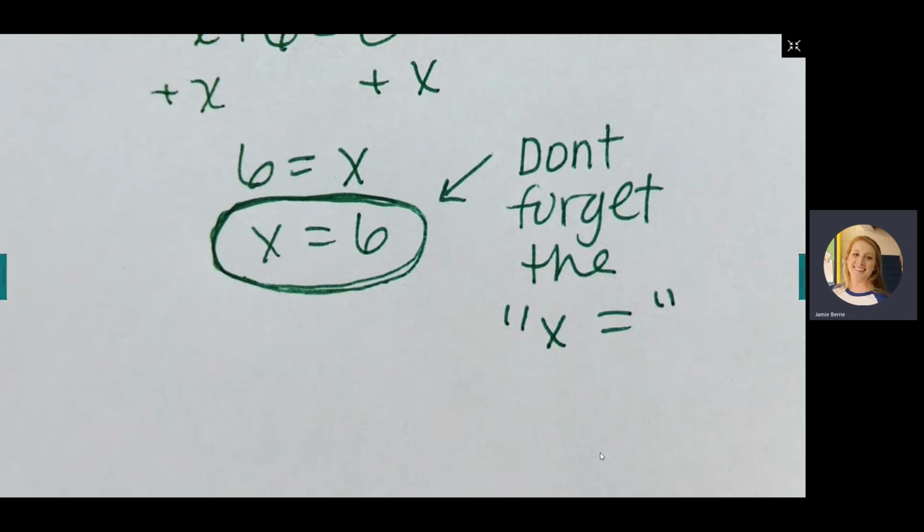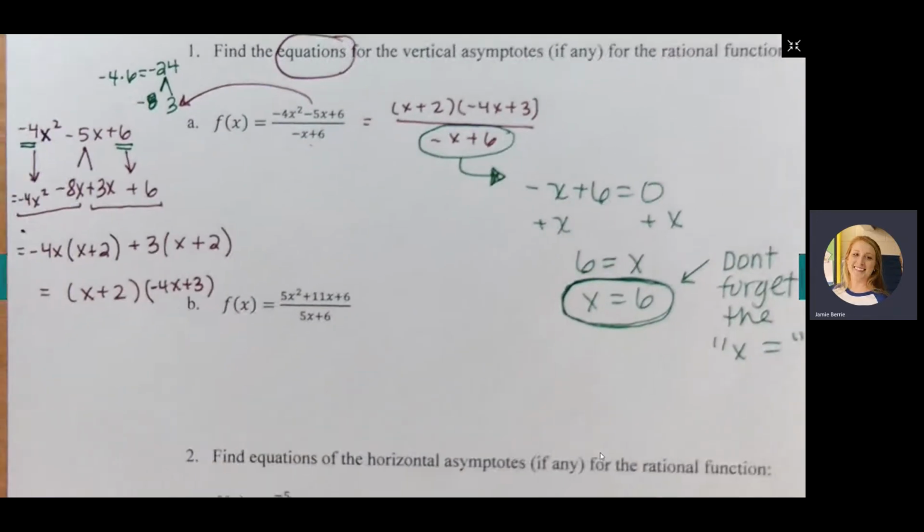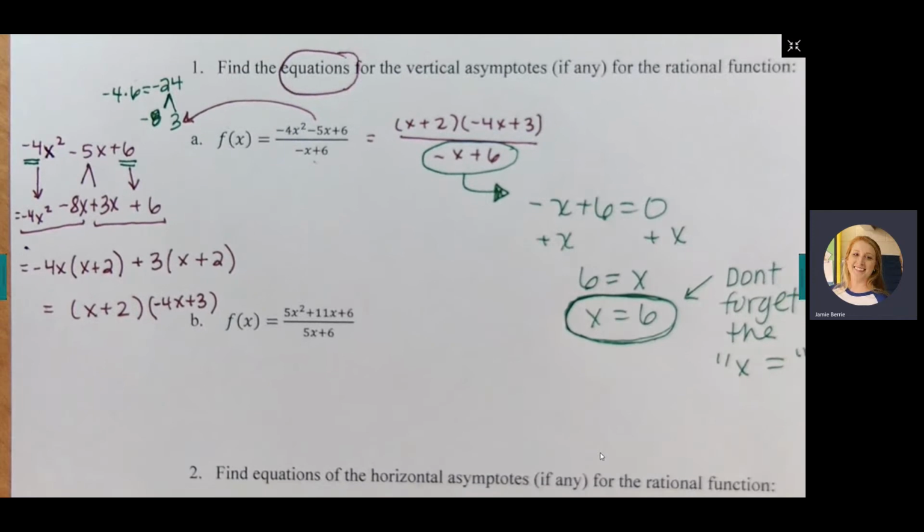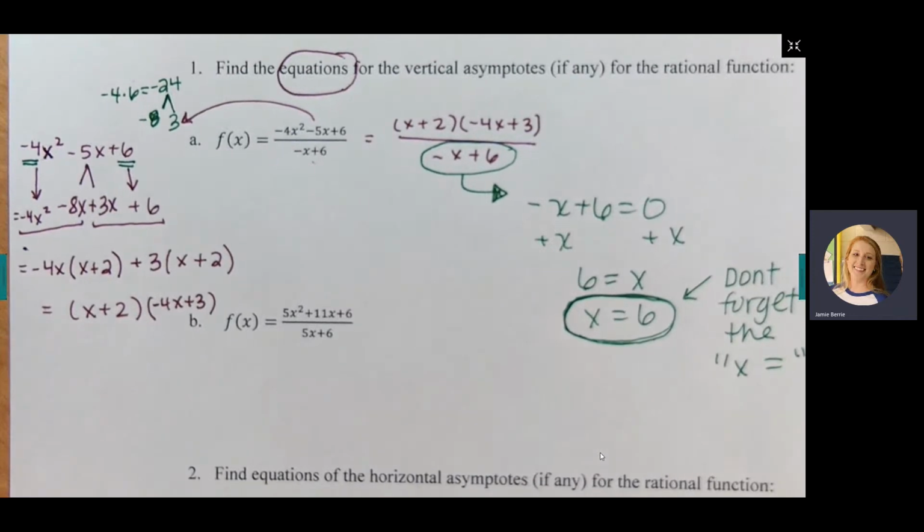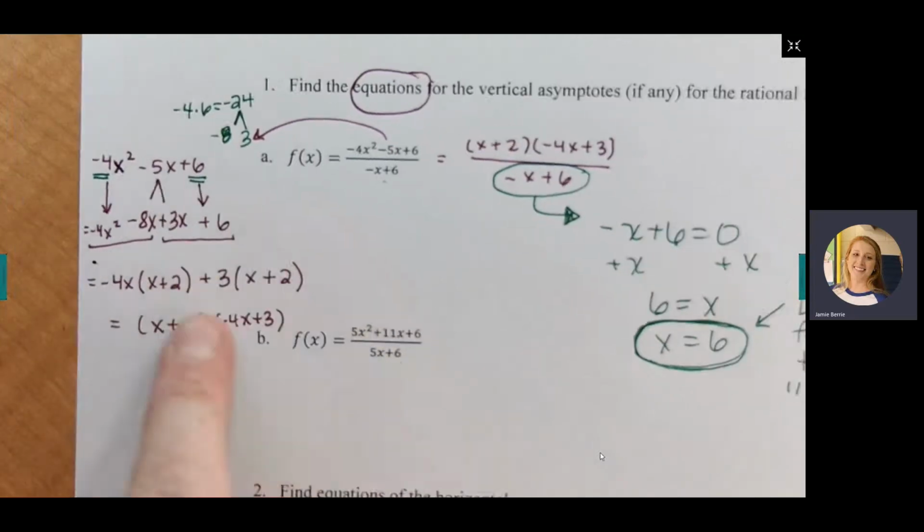All right, so I wouldn't count it completely wrong if you forgot to put the x equals, but I would only give you partial credit. So don't forget about that part. All right. So not terribly difficult to find the vertical asymptote. The worst part is this factoring stuff.